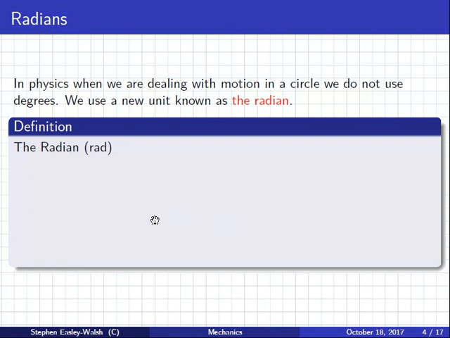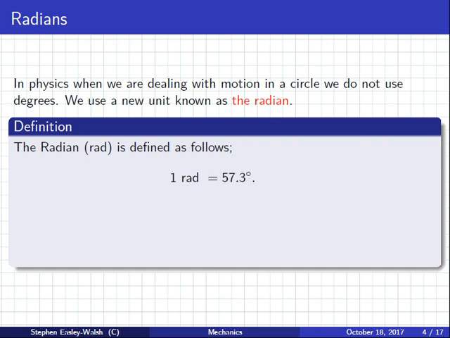Does anybody know how much a radian is, roughly? If you were to convert it into degrees, 1 radian is roughly how much? Bigger than that. Does anybody know? What is it, Bruce? A radian is about 57.3 degrees. That's how much a radian is.